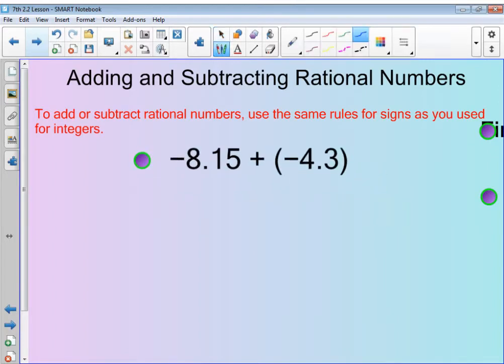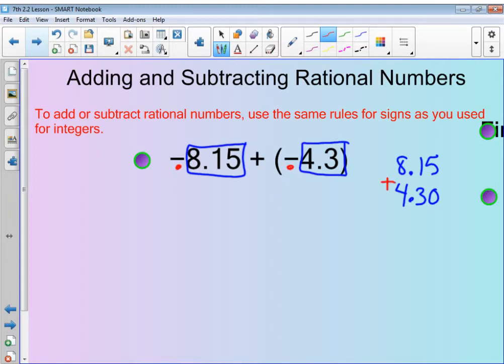Okay, so when I just compare these, which is bigger, 8.15 or 4.3, well, 8.15 is, so I'm going to put that as my top number, just in case I have to subtract. Line up my decimals. I see I've got one spot there with nothing. I'm going to put a zero in there. Now I'm going to look at my symbols. Those are the same, so I'm going to find the sum. We're going to add these together this time.